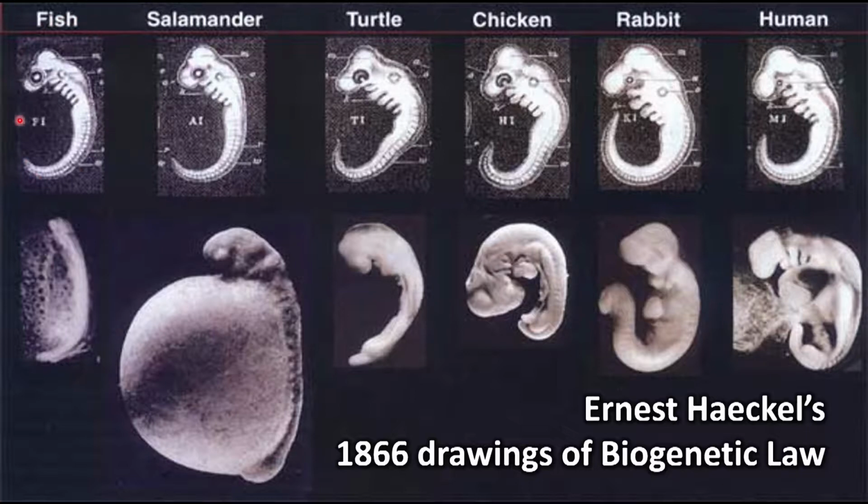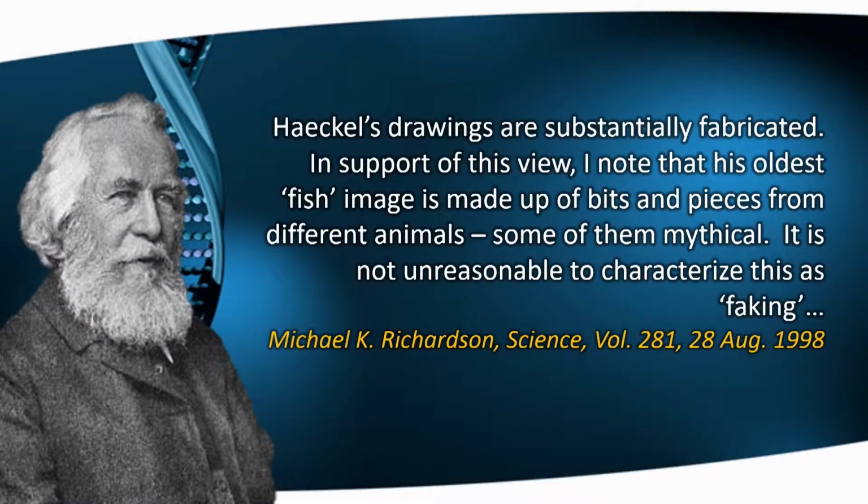his fish embryo. Here you have a real fish embryo. Here you have a salamander. Here you have an actual salamander. Here you have his turtle. Here you have an actual turtle. And you get the point, chicken, rabbit, humans. And he called this idea the biogenetic law, popularized in 1866. This is still used to convince students of evolution today.